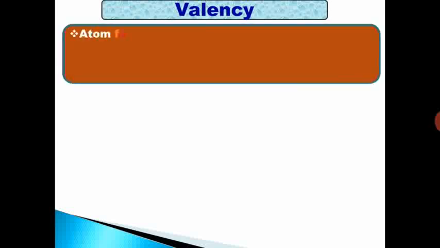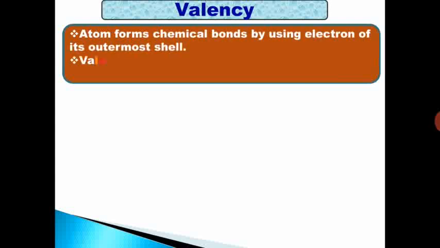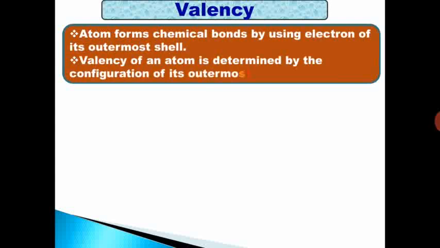Okay, and now we are going to learn more about valency. Friends, you know that atom forms chemical bonds by using electrons of its outermost shell, and valency of atom is determined by the configuration of its outermost shell. Configuration of outermost shell means how many electrons are there in its outermost shell. Depending on that, valency is determined. Valency is not the number of electrons in the outermost shell. By considering that number, valency is determined.